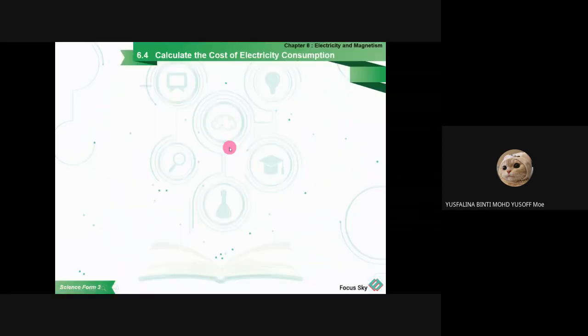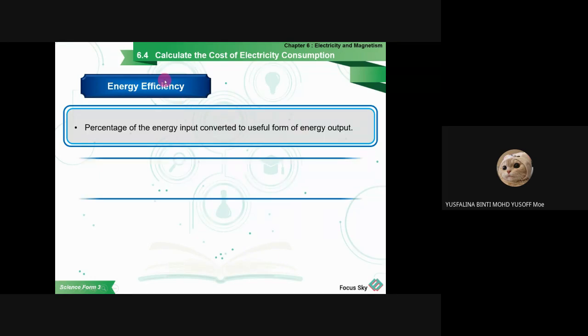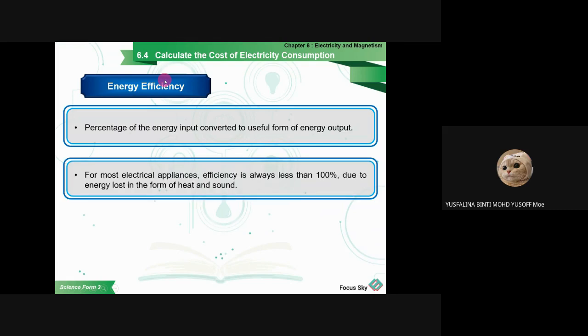So, energy efficiency. Before this, we already learned how to calculate the efficiency for the transformer, right? That is output divided by input, the power of output divided by the power of input, and you have to times it by 100, because usually efficiency is calculated as a percentage. So it is the percentage of the energy input converted to a useful form of energy output.